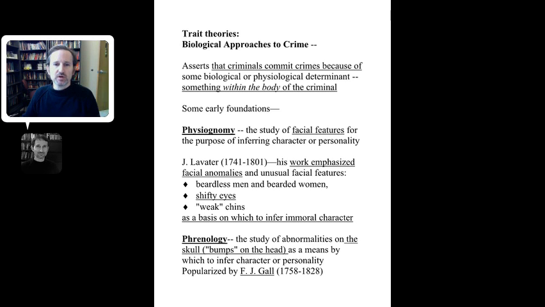And so this was very, very popular, believe it or not, at this particular point. And Franz Joseph Gall was the main proponent of this. And it's a fascinating thing to think about. We kind of laugh at these types of things today, but in fact, they're important precursors to the idea of trying to figure out what types of physical things may be going on within a person who commits crime.